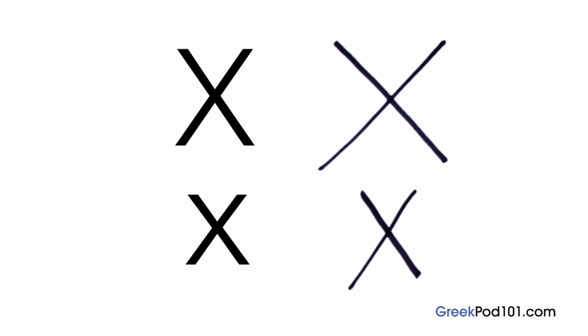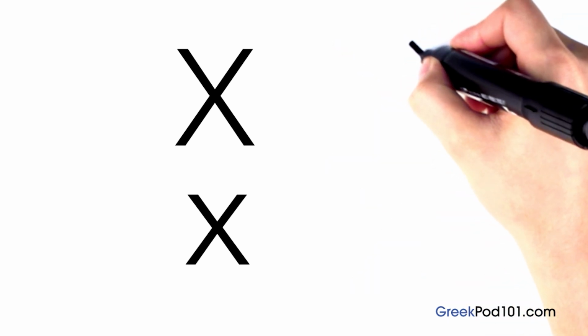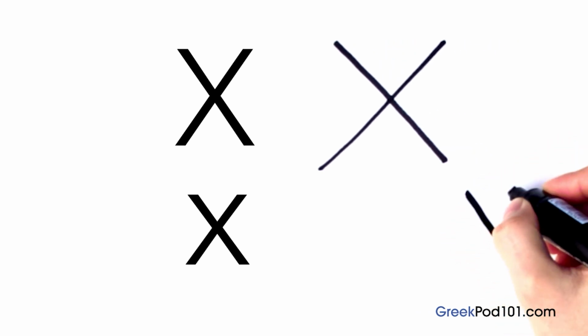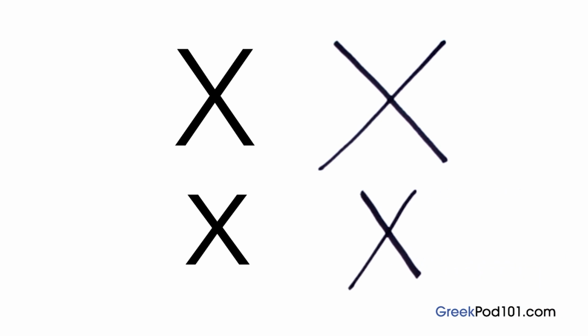Let's do it again. Here's the uppercase form. And here's the lowercase form. As you know, the only problem you might have with these letters is their similarity to other English letters. This may tempt you to write or read them that way. But there's only one way to prevent this from happening.